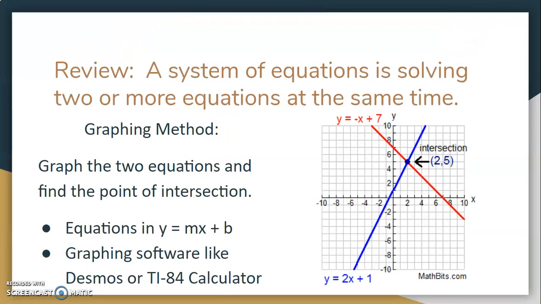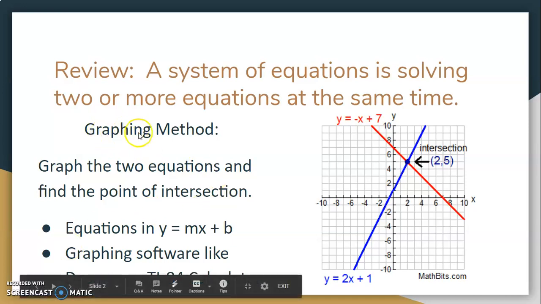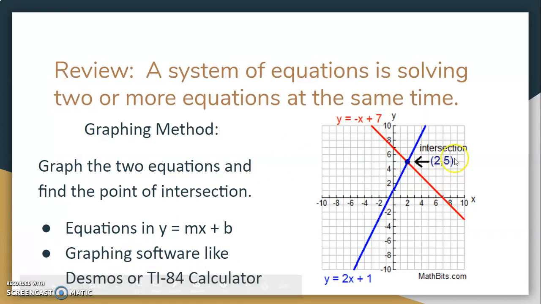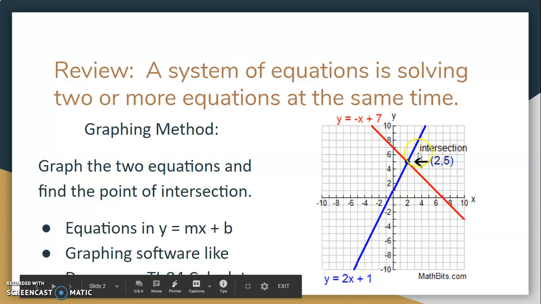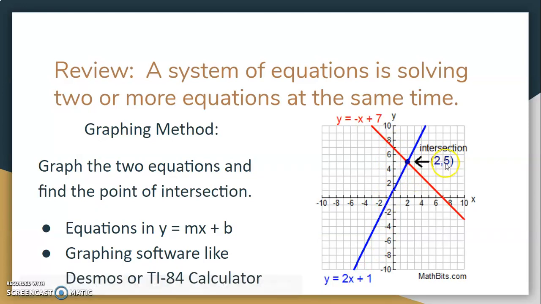First, I want to do a quick review of what we've been looking at over the past couple days. We already know how to solve a system by two different methods. One is the graphing method. We recognize that if we want to graph something, it has to be in y equals form, and then I can use graphing software like Desmos or the TI calculator to find the intersection points. So for this situation, y equals negative x plus 7 and y equals 2x plus 1, the intersection point is (2, 5), so x equals 2, y equals 5.